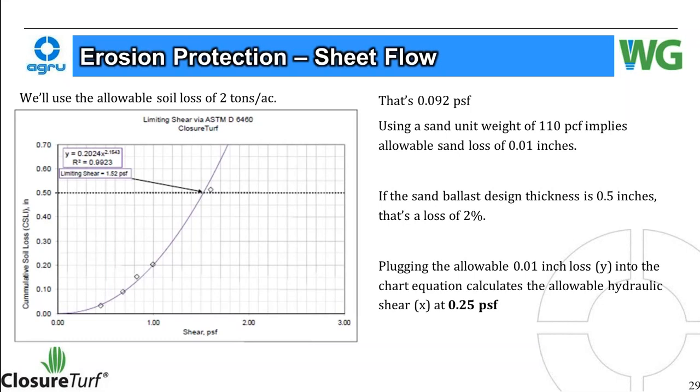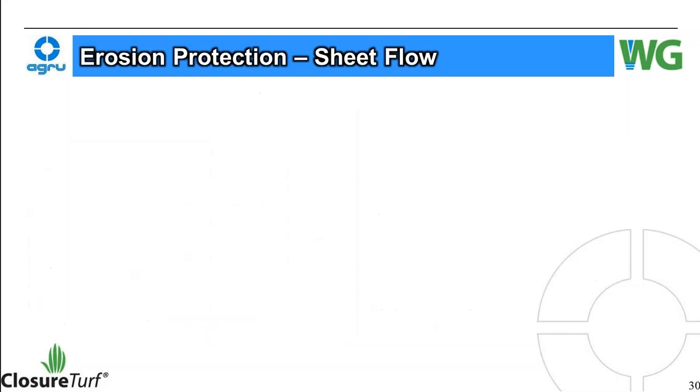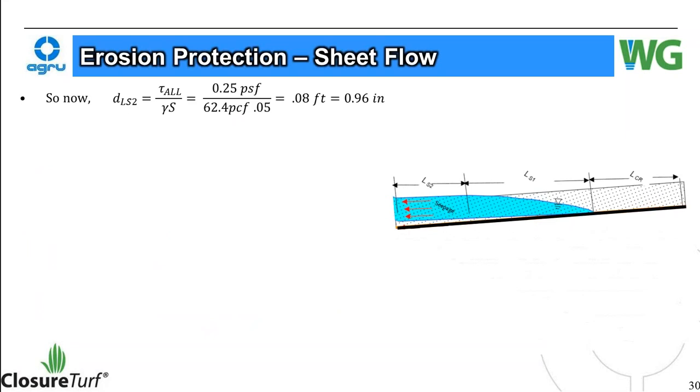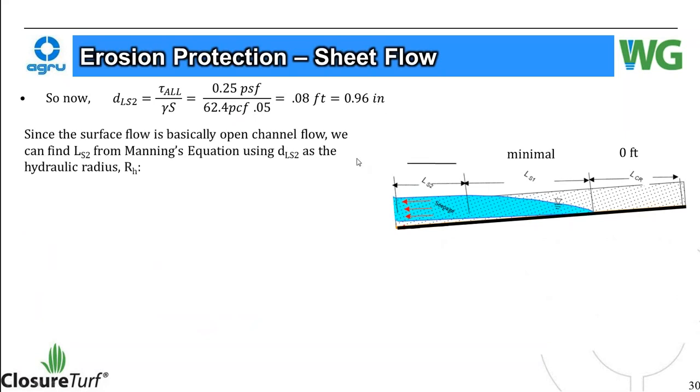So I'll plug that 0.01 inch loss into the chart equation here, and back calculate the allowable hydraulic shear is 0.25 pounds per square foot. So now plugging that into our shear equation, I estimate the depth of flow at the end of this length here at a little less than an inch.